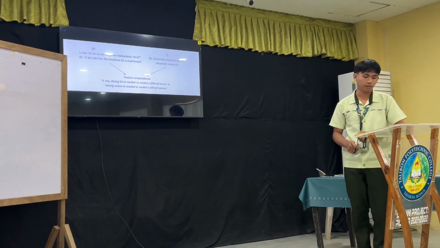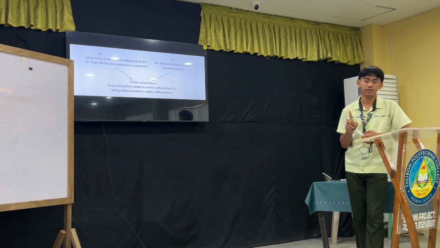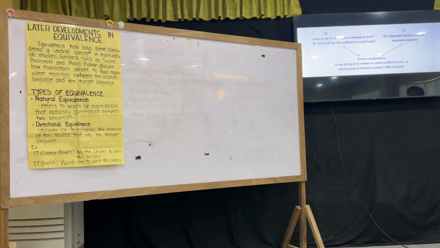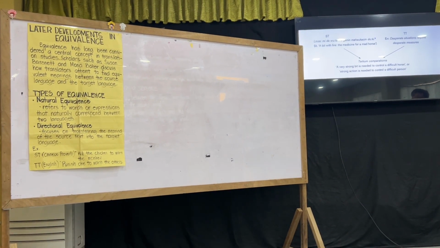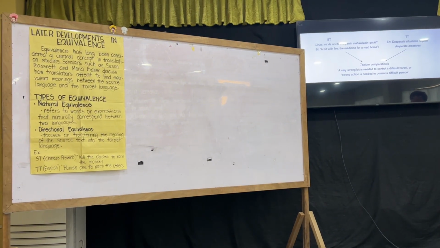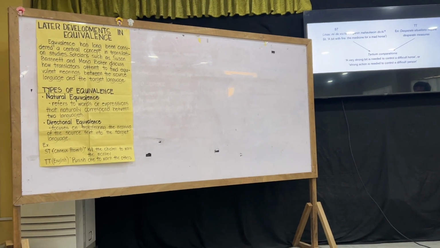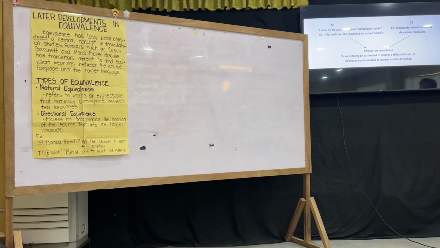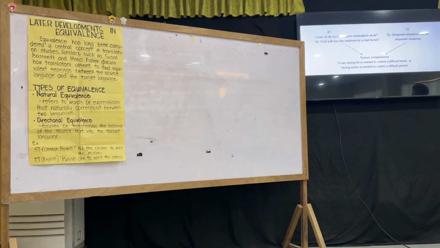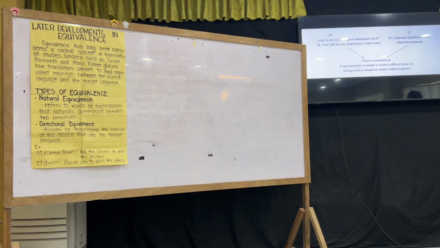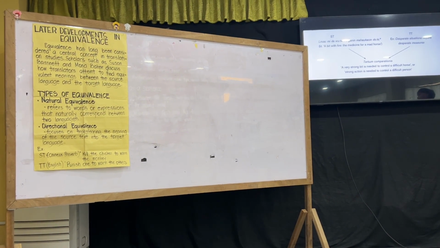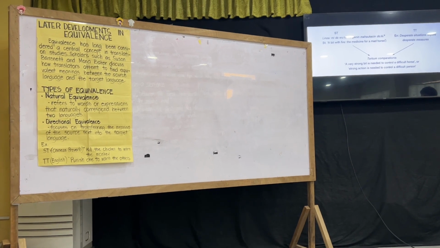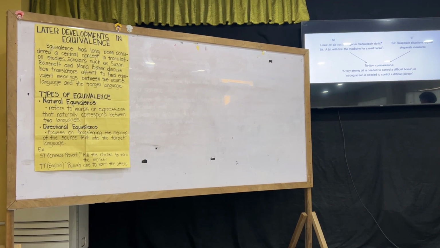Now, according to Anthony Pym, there are two main types of equivalence, namely natural equivalence and directional equivalence. Natural equivalence: expressions that naturally correspond between two languages. I think that it's self-explanatory. These equivalents are commonly found in dictionaries, glossaries, and terminology databases.